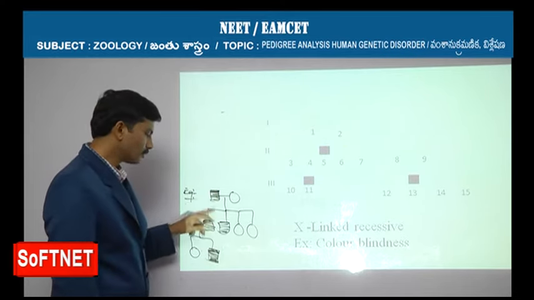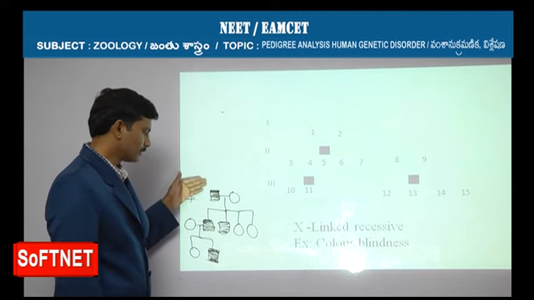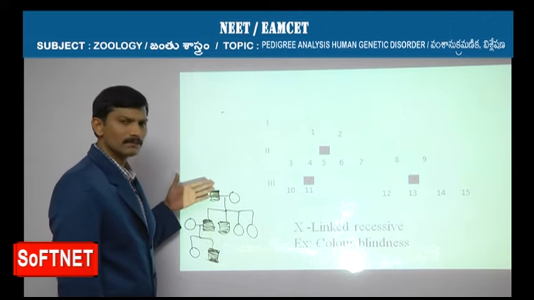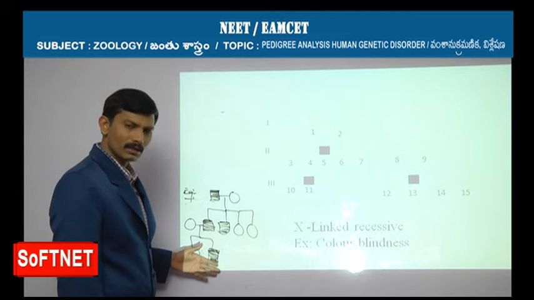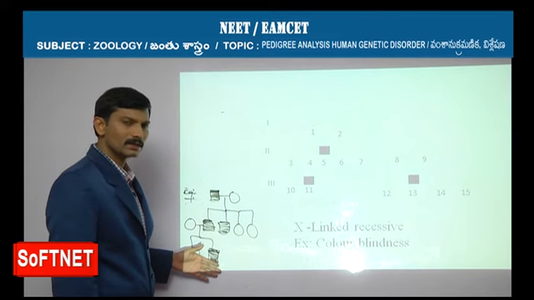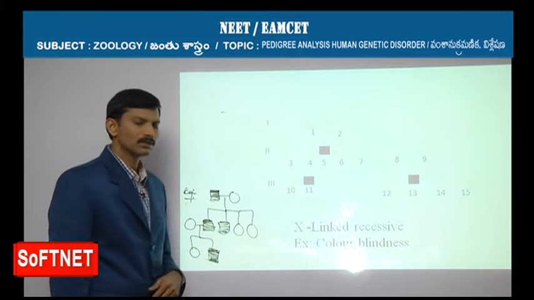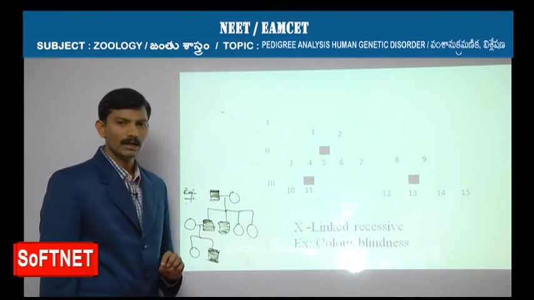So if all the male sons, starting from the parental generation through any number of generations, are affected, we can come to the conclusion that it is a Y-linked inheritance.